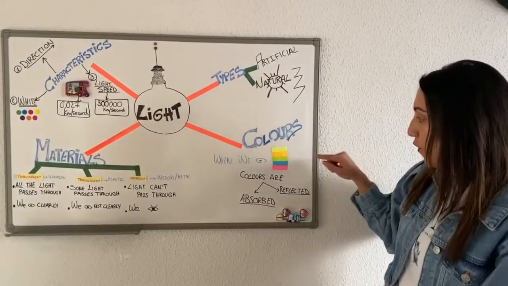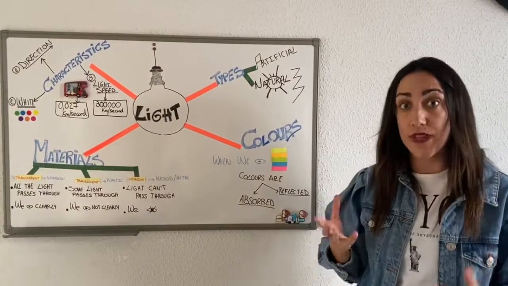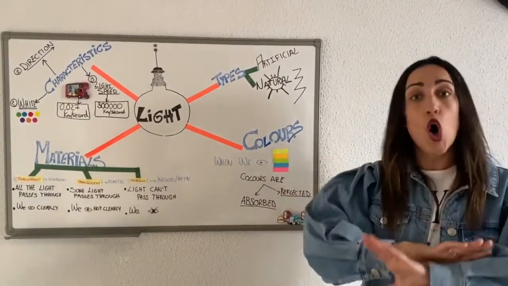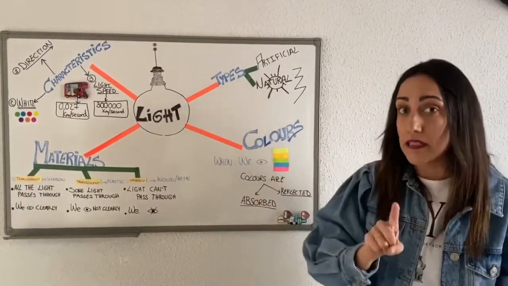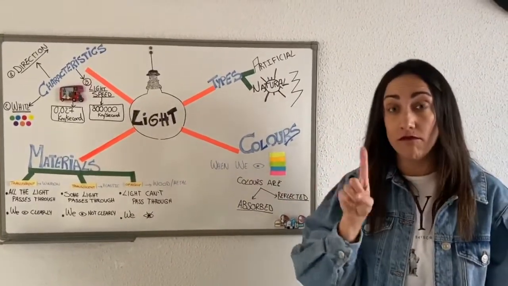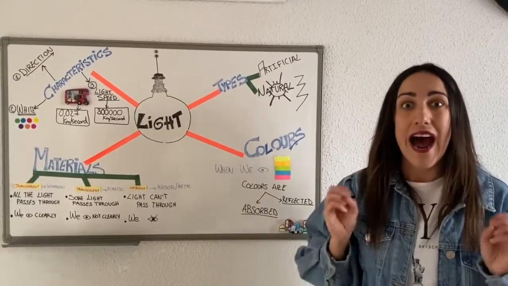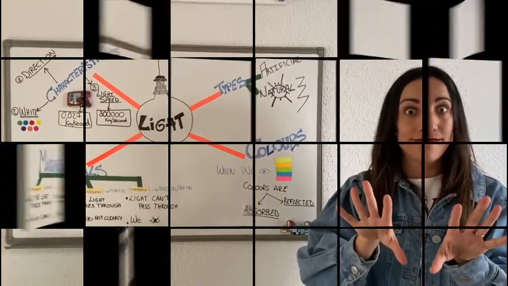For example, if we see blue color, what happens with that color? So blue absorbs all the colors except blue, which is reflected. So the colors that we don't see are absorbed and the colors that we see are reflected.